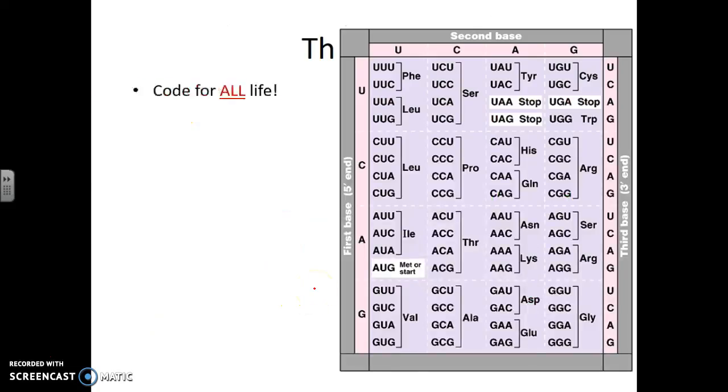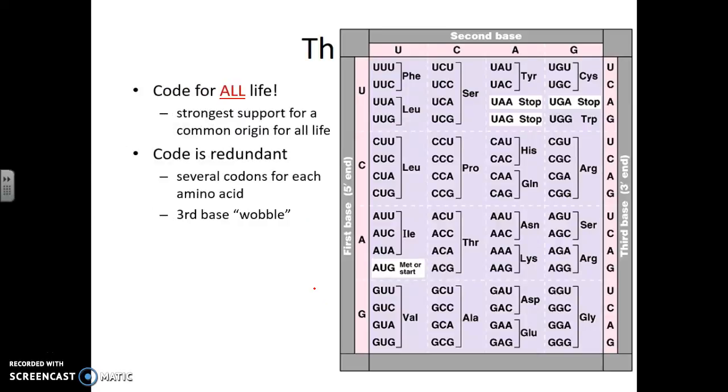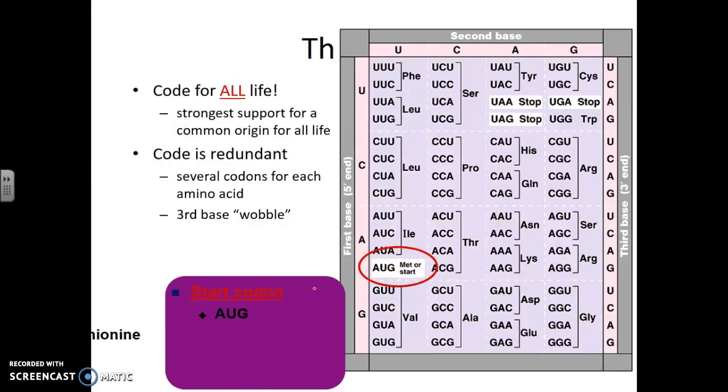Now, this is the code, and these are the mRNA codons. And one thing that's true, and the AP exam loved this idea, is that these codons are true in every living thing. So for example, in every living thing, the codon CCU will code for the amino acid proline. In every single living thing on Earth, the code is read the same way.